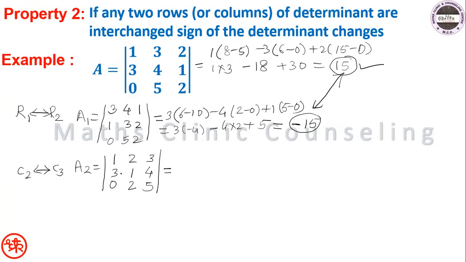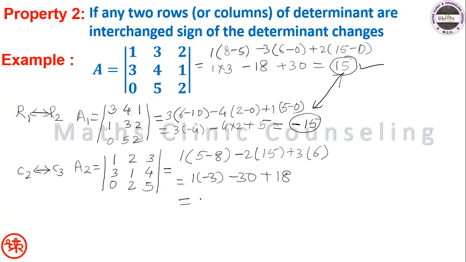Is that clear? Now let us check this also after interchanging the columns. So 1 multiplied by 5 minus 8 is equal to -2 multiplied by 15 plus 3 multiplied by 6. Is that clear? So it is equal to how much? It is equal to 1 into -3 minus 30 plus 18, and so it is equal to -3 minus 33 plus 18, that is minus 15.